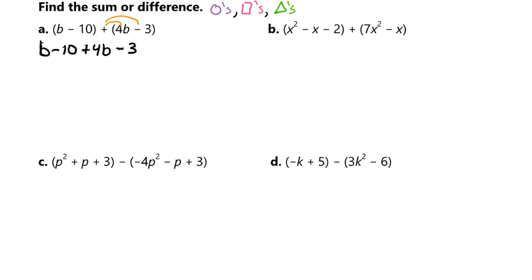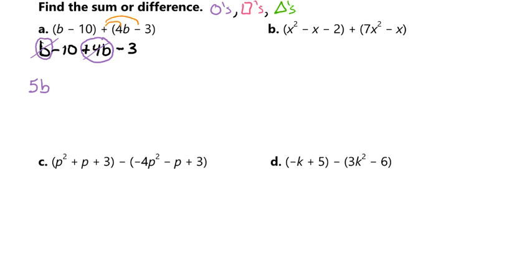And from here, I'm now able to group my like terms. So I'm starting with my first term, and I'm going to draw a circle around it. So this is just a plain b. So I have another b just right there. So those are going to go together. So b plus 4b is 5b. So I've done my circles.